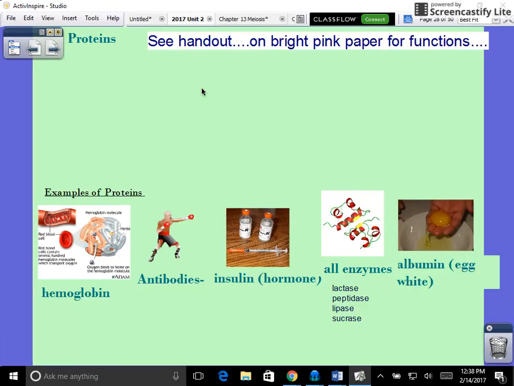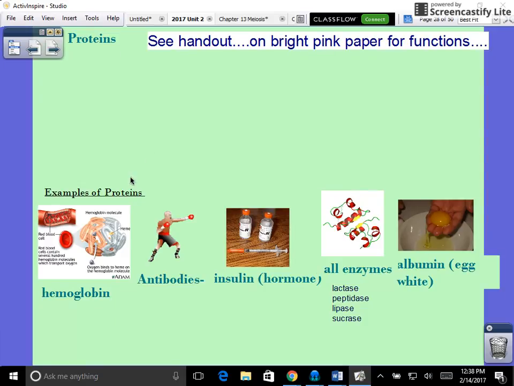So proteins have a variety of functions. And in class, I passed out a handout. And here's just some examples of proteins. Proteins can have different functions. They could be enzymes. There could be storage proteins, defensive proteins, transport proteins, hormonal proteins, receptor proteins, contractile or motor proteins, and then structural proteins.